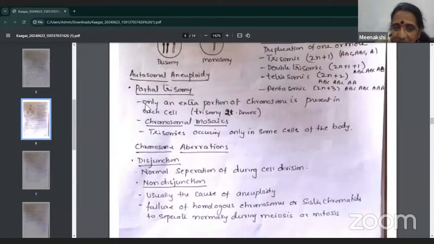In partial trisomy, what happens? Only an extra portion of the chromosome is present in each cell, for example trisomy 21, Down syndrome. Similarly, in chromosomal mosaic, trisomy occurs only in some of the cells, but not in all the cells. In partial trisomy, all the somatic cells of similar type will have the extra chromosome, whereas in mosaic, all the cells will not have it, only a few of the cells will have the extra chromosome. You understand?